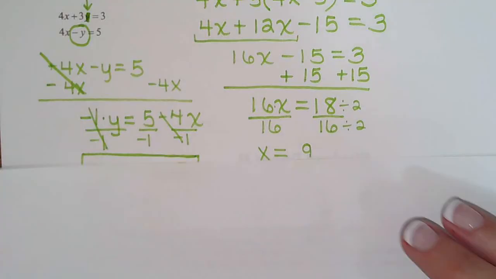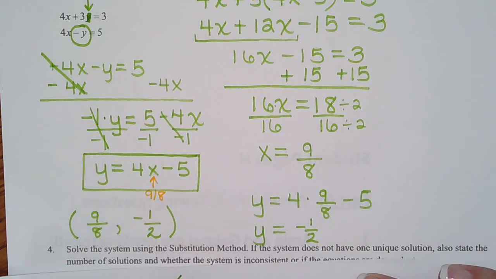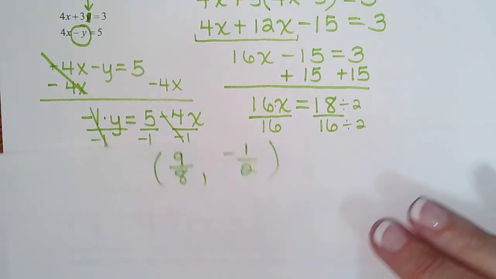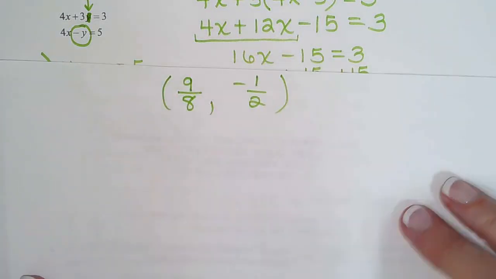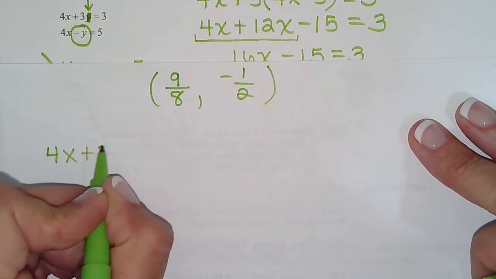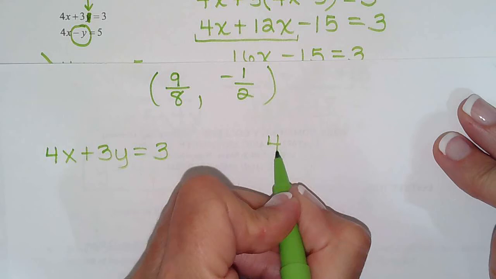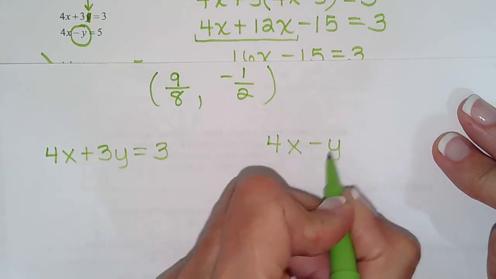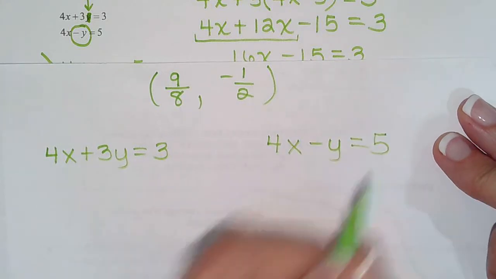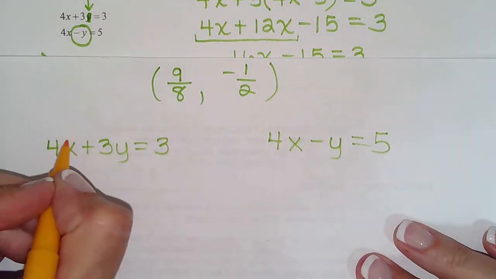Turn it around. So we have the ordered pair 9/8 and -1/2. So I'm going to put that at the top. And then I'm going to write my two equations. So 4x plus 3y equals 3. And you're probably thinking, oh, this is going to be an ugly check. Not at all. You're going to do it all on the calculator. So 9/8 goes in place of x and -1/2 goes in place of y.